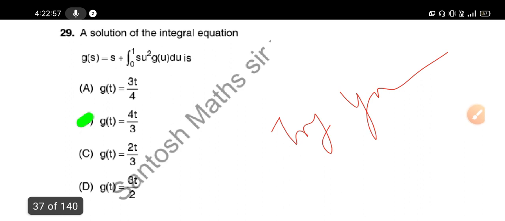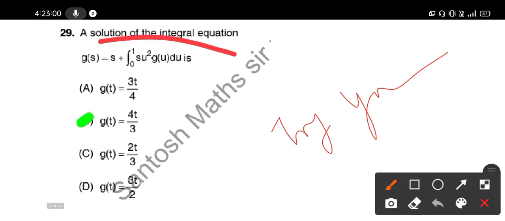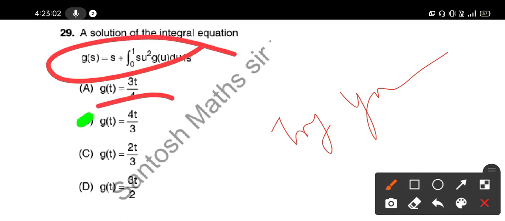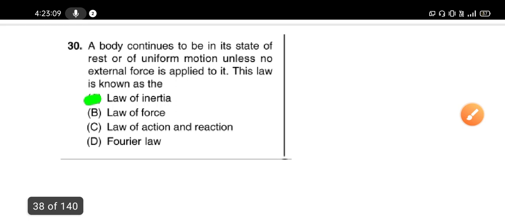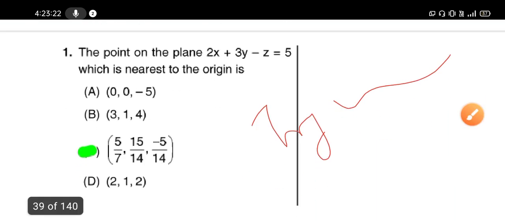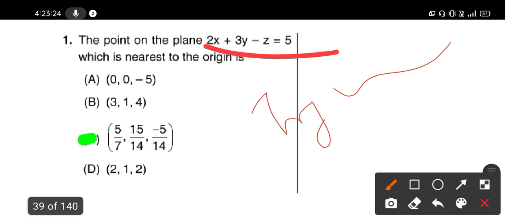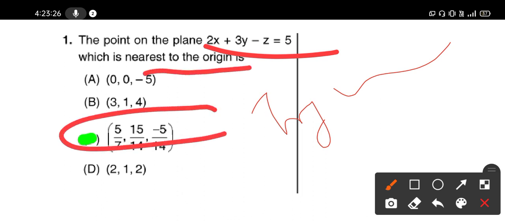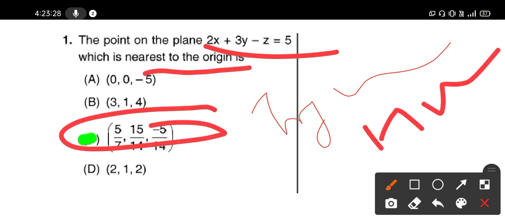Next question. The solution of the integral equation is given, and option B is correct. G of t is equal to 40 upon t cubed. Next question: a body continues to be in a state of rest or uniform motion unless an external force is applied to it. This law is known as the law of inertia. Next question: the point on the given plane which is nearest to the origin. Option C is correct. This is for your homework.